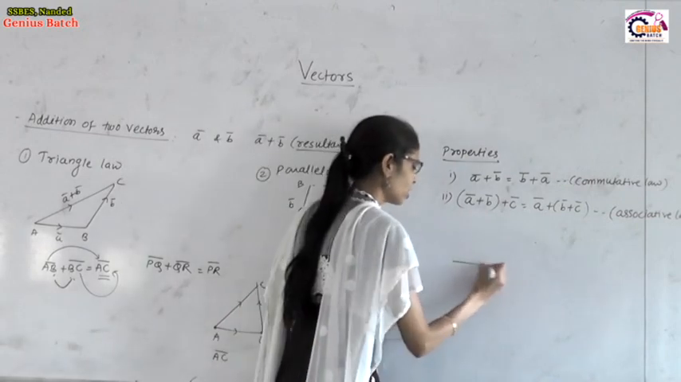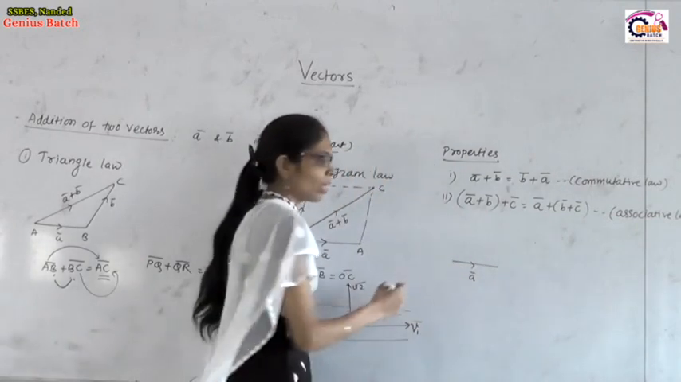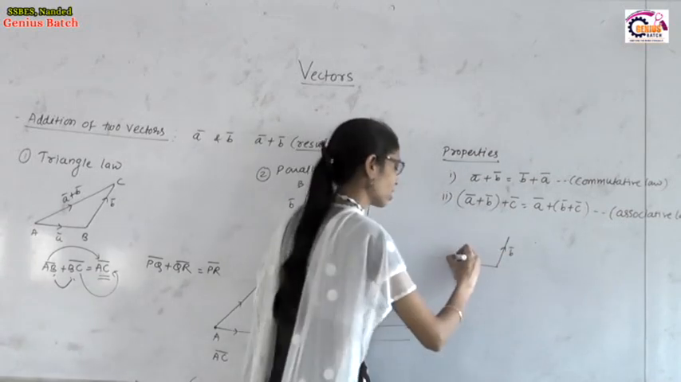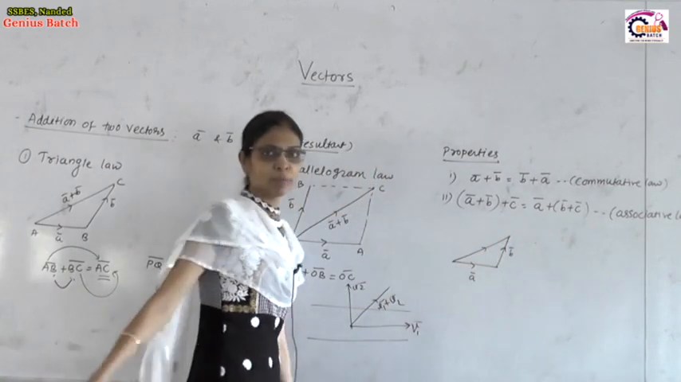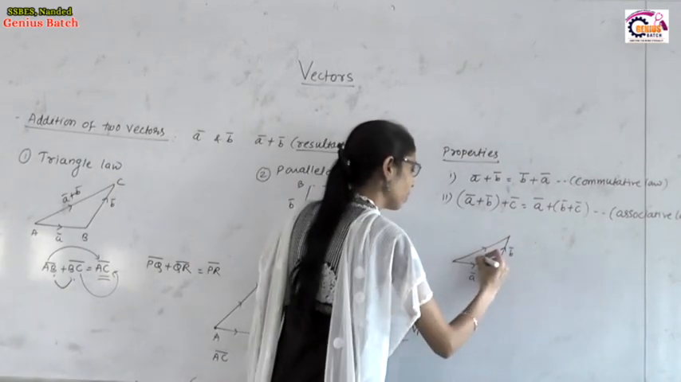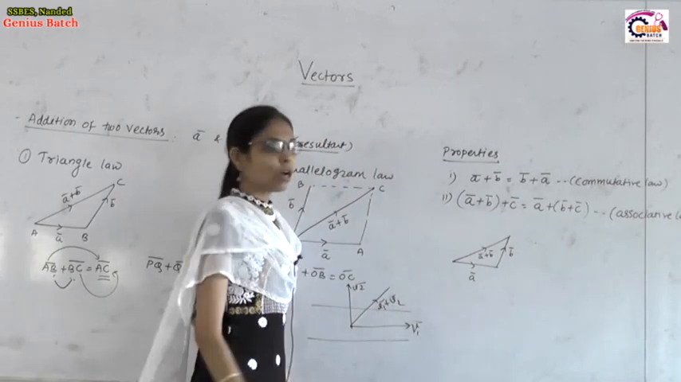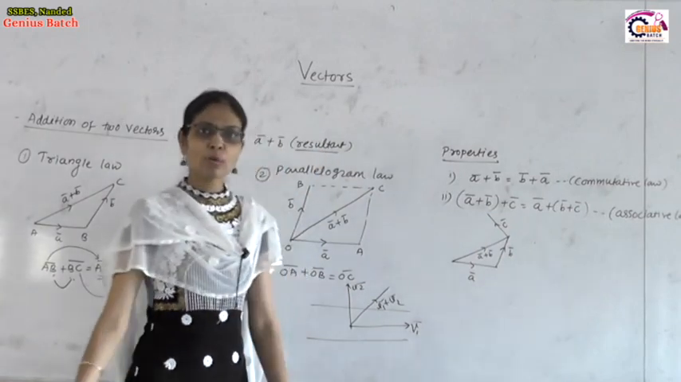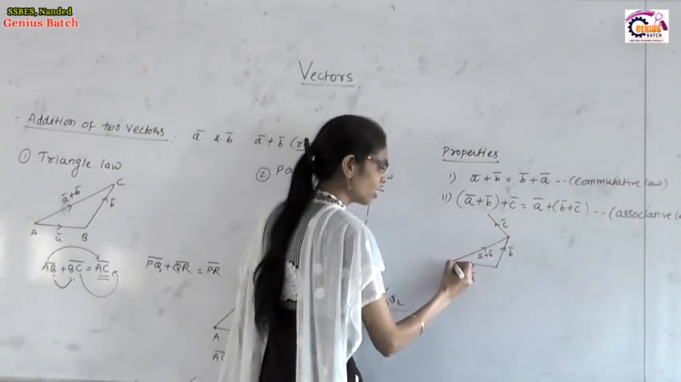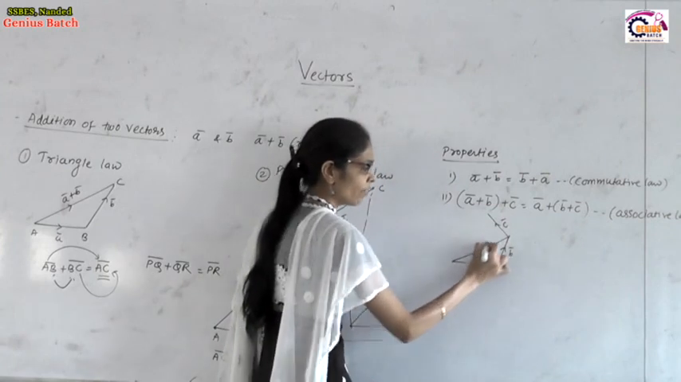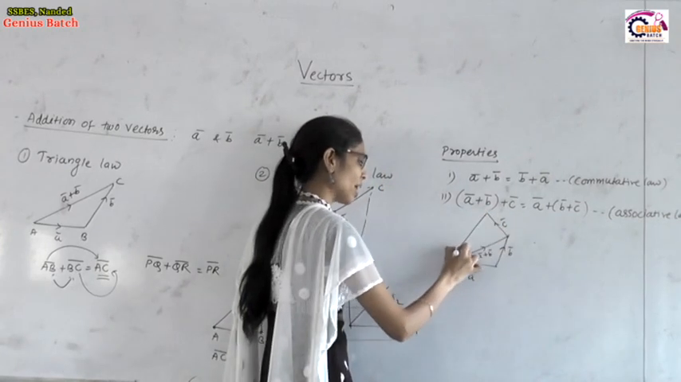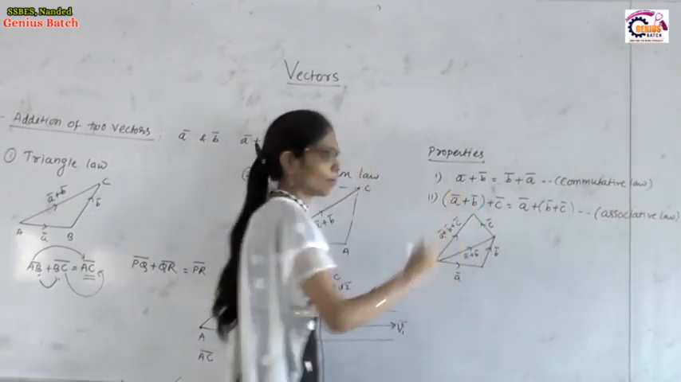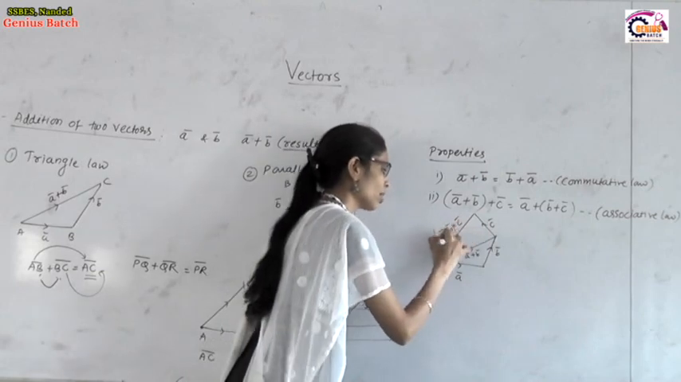Suppose this is vector A given to me, and one more vector is there, vector B. I am adding vector A and vector B first. So by triangle law, this will be vector A plus vector B. Now suppose this is vector C given to me, and I have to add vector C to it. Now you can apply triangle law here. So as a result, this will be vector (A plus B) plus C.